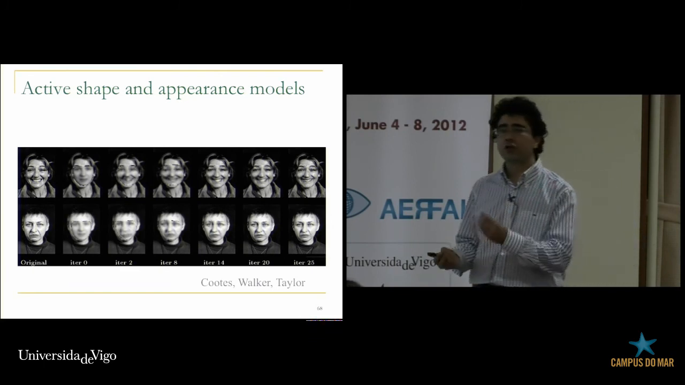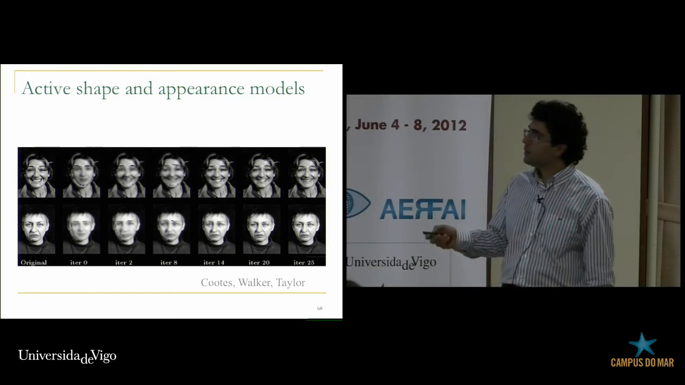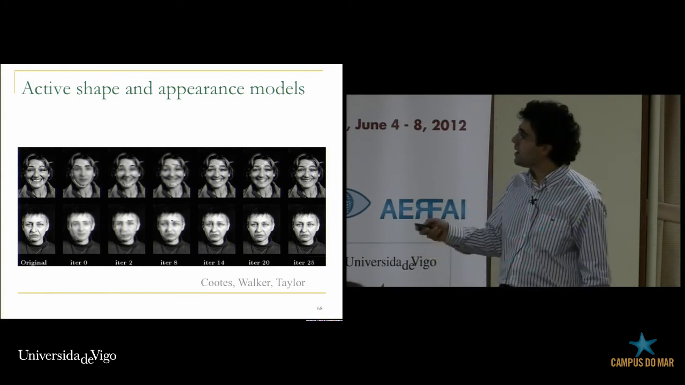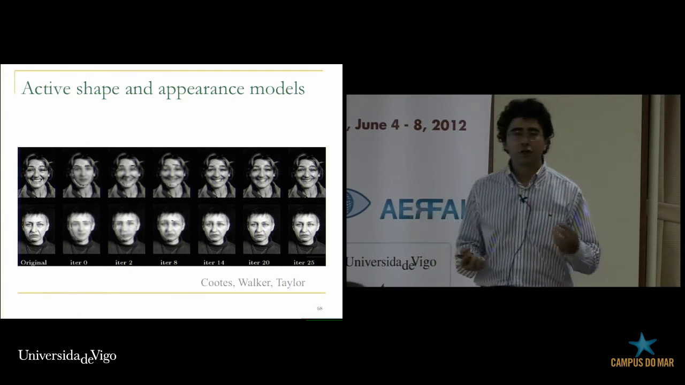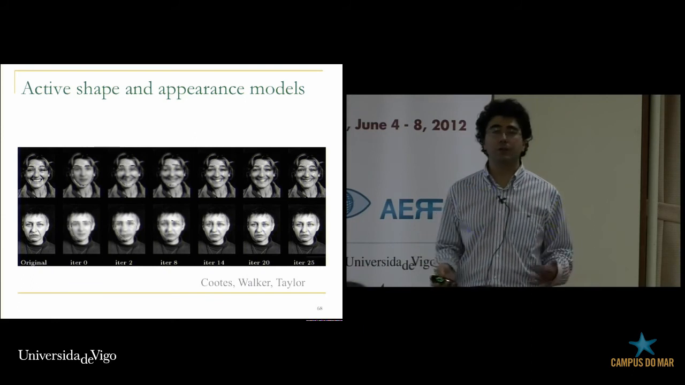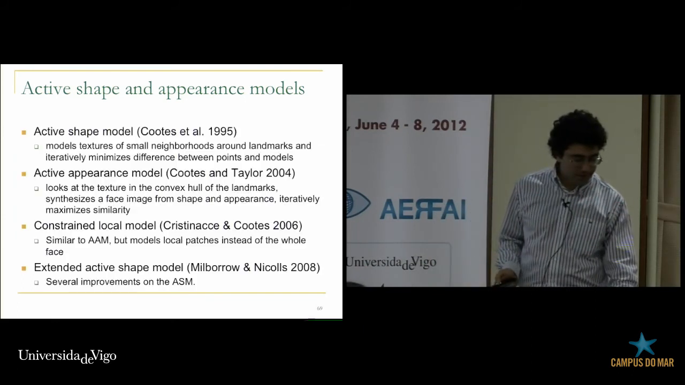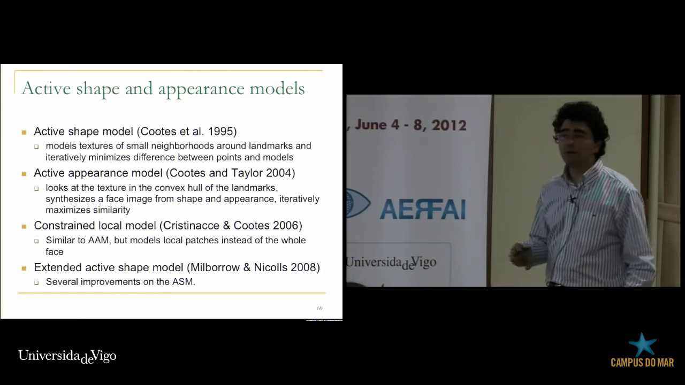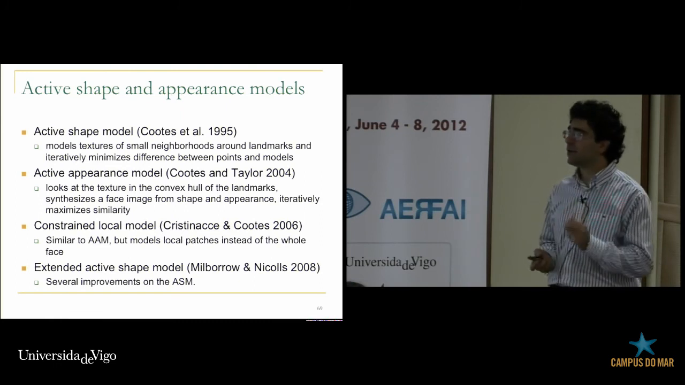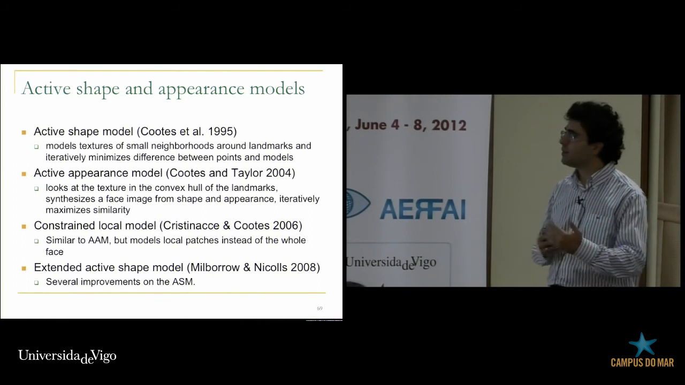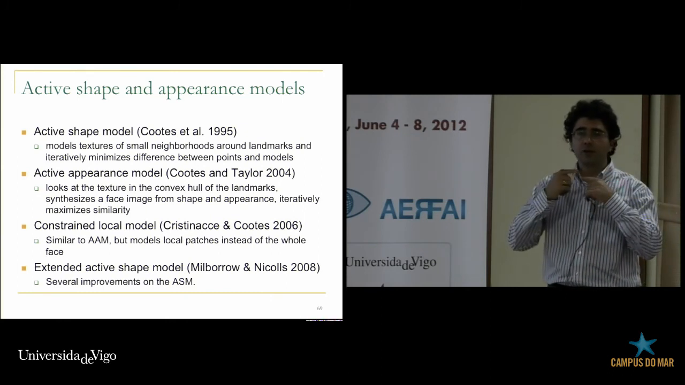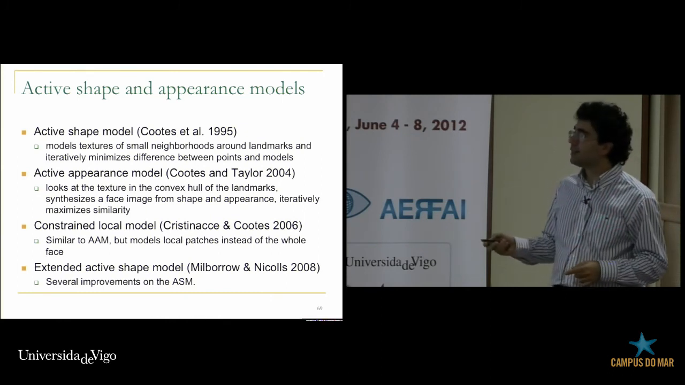So you will have two terms, one shape term and one appearance term. You will synthesize, and each time you will fix one, optimize the other, and then fix the other, optimize the first one. And then at the convergence, basically your shape and appearance vectors will be encoding the closest combination of your basis vectors. There are a few variants, okay? Active shape models model textures of small neighborhoods around the landmarks and iteratively minimize the distance between the points and models. The active appearance model looks at the texture in the convex hull of the landmarks, so it looks at a region, and it synthesizes the face, as I've shown you.